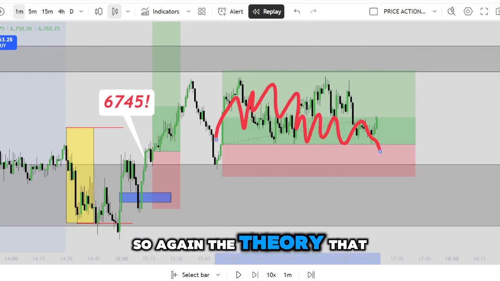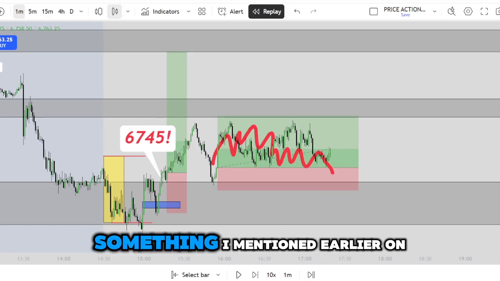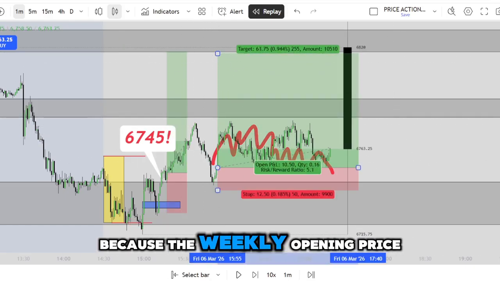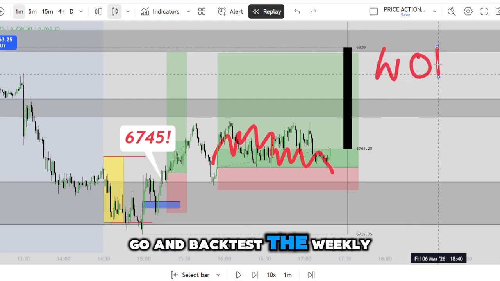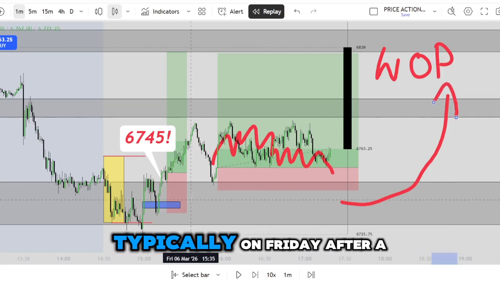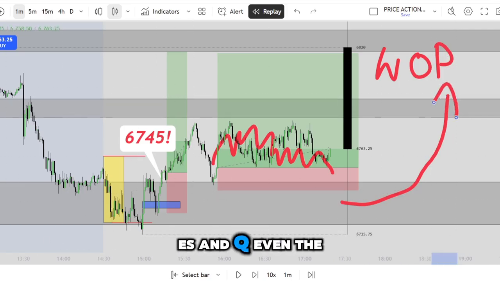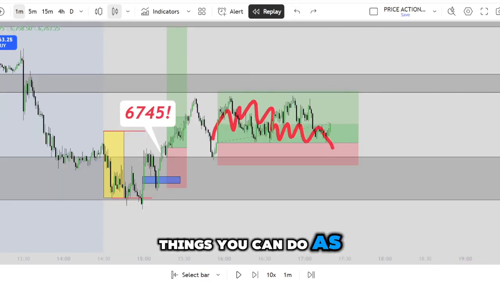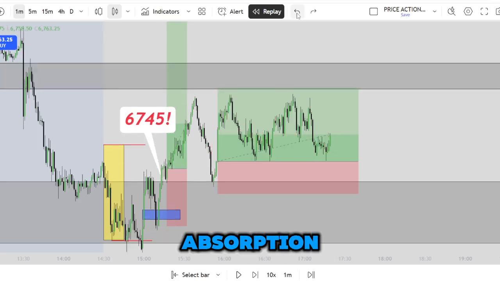So again, the theory that I had upon reflection, if you think about the way that I was trying to trade, something I mentioned earlier on, I wanted price to go all the way up here because the weekly opening price was here. So another thing you can go and back test: the weekly opening price. The markets go long below the weekly opening price, typically on Friday after a bearish week, right? ES, NQ, even the Forex markets, go and back test this. One of the most fundamental things you can do as a trader is understanding the weekly opening price, as well as the absorption.